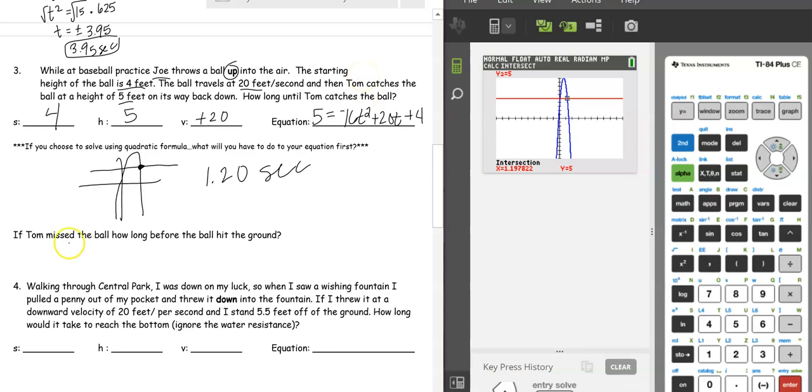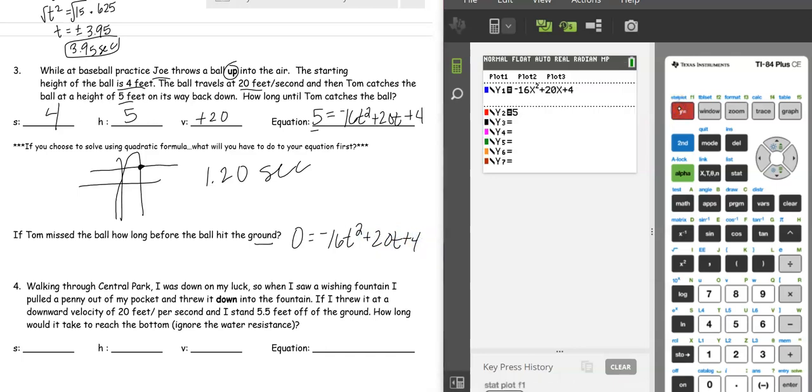But what happens if Tom missed the ball at 5 feet? Okay, so he was like, I got it, got lost in the sun. He misses the ball, and now it hits the ground. The only thing that changes in our equation is going to be this 0. Okay, the ball now hits the ground. It doesn't get caught at 5. The equation stays the same. So when we do this, we're only going to change our y2 back to 0.